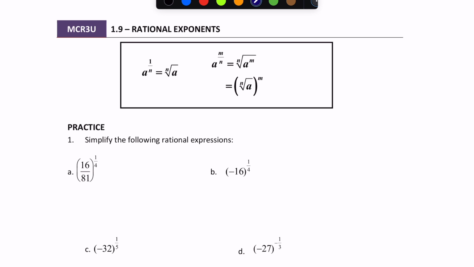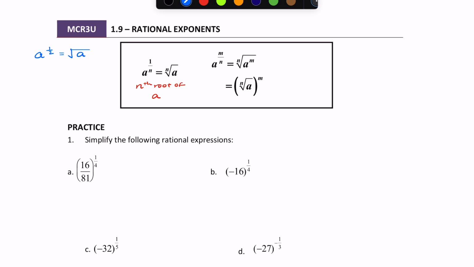Here to start, we see that we have a to the power of 1 over n. We can rewrite it as the nth root of a. Let me just write that down. A good example of this is if we have a to the power of 1 over 2. Here we see that it is the square root of a. And so a to the power of 1 over 2 is equal to the square root of a.